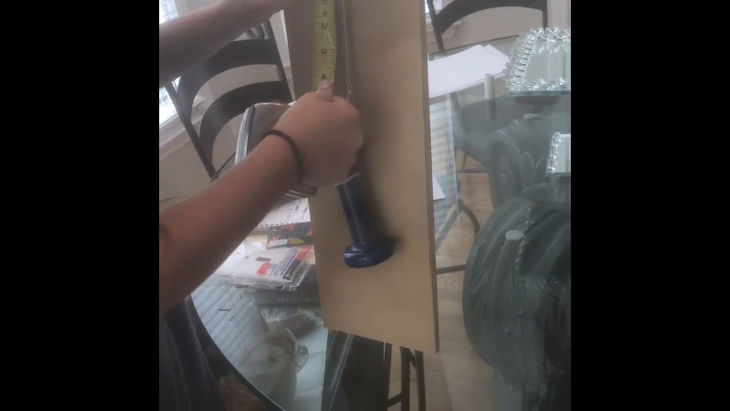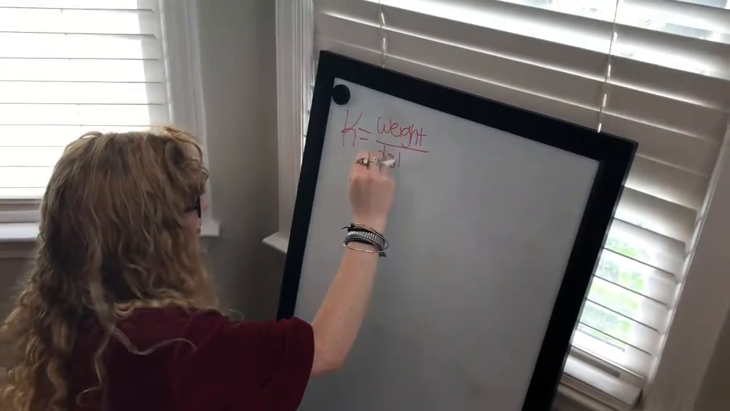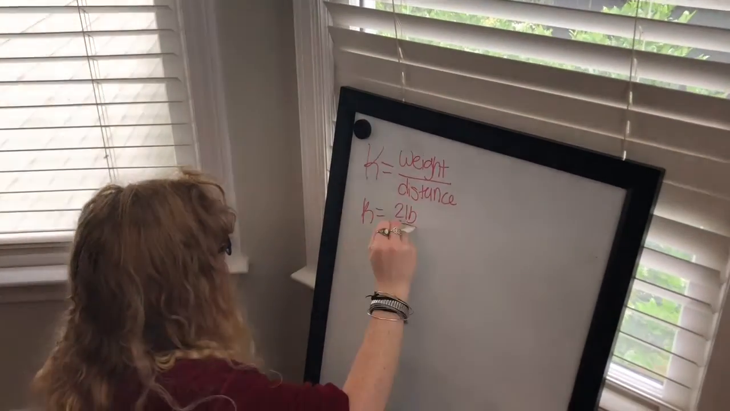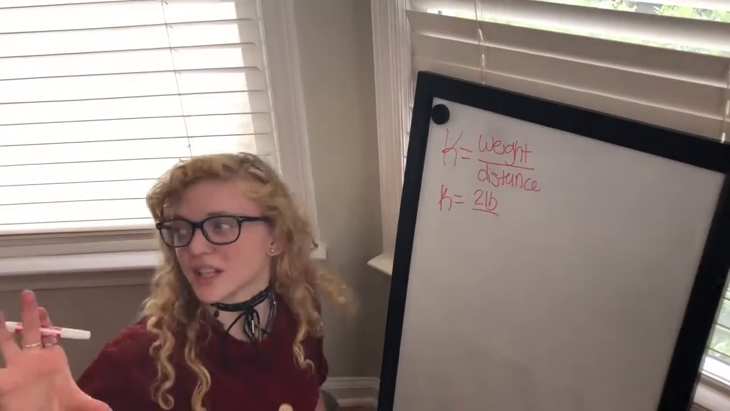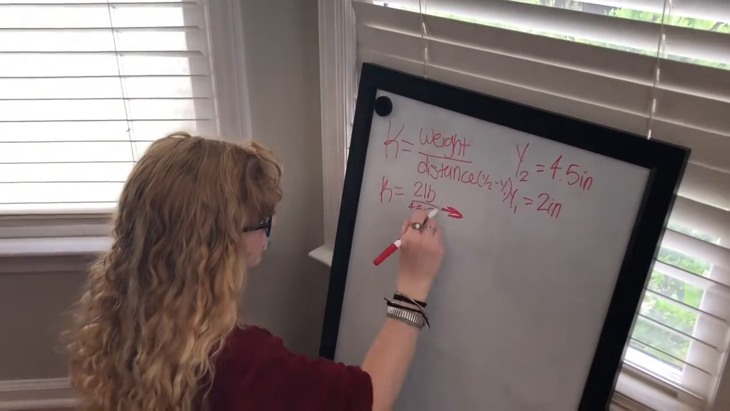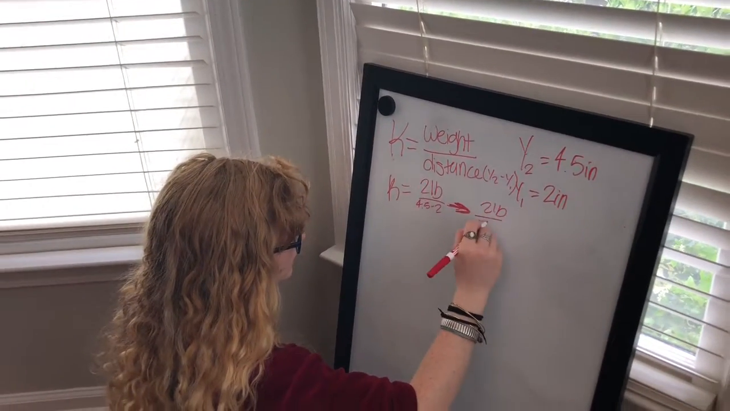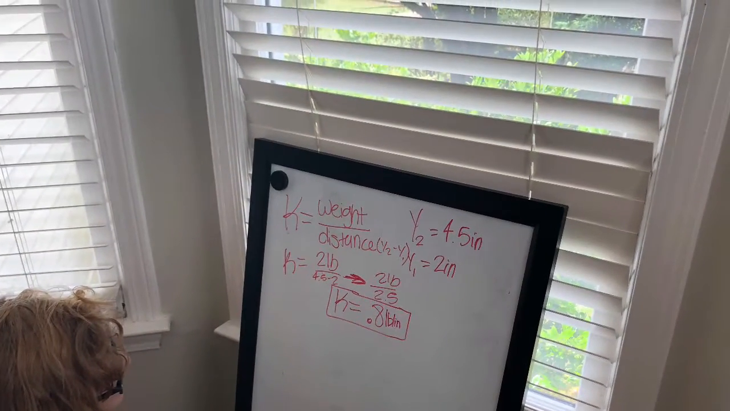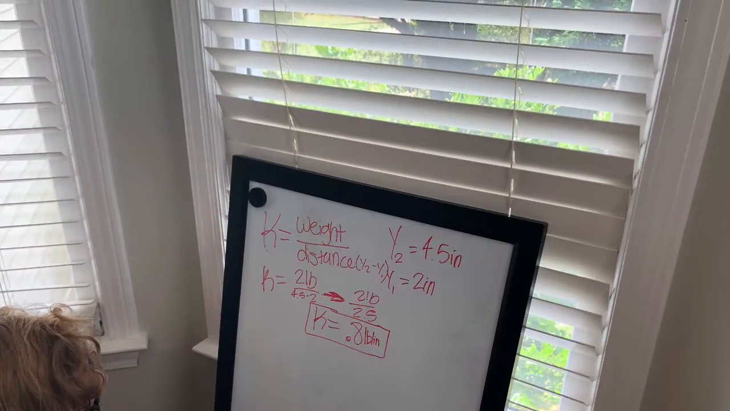First, we measured the spring constant K by hanging the weight from the spring and measured the stretching distance. Y2 was 4.5 inches and Y1 was 2 inches. So K equals 2 pounds over 4.5 minus 2, which was 2 pounds over 2.5. And overall K equals 0.8 pounds per inch.